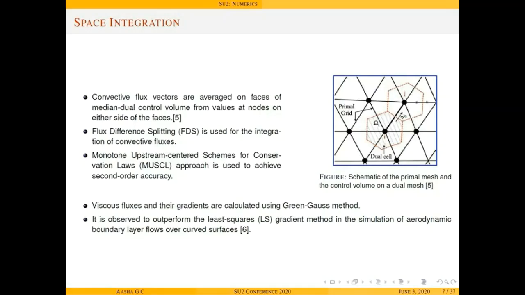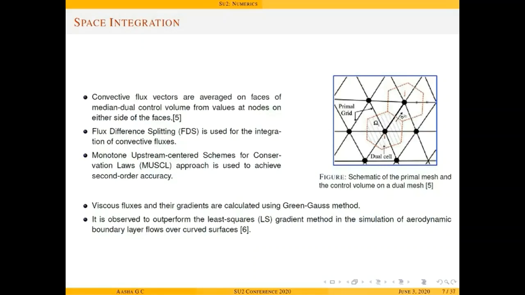FDS averages convective flux vectors on the face of the median dual control volume from values at nodes on either side of the control volume. The discretization thus obtained is first order accurate in space. Additionally, the monotone upstream-centered schemes for conservation laws, MUSCL, approach is employed to achieve second order accuracy.